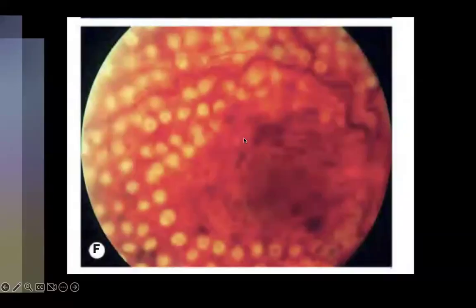And when you get new vessels, you burn the peripheral retina. These white spots are the laser marks, fresh laser marks. And then we spare the central retina, the macula, so that we reduce the ischemic drive and reduce the chances of new blood vessel formation.